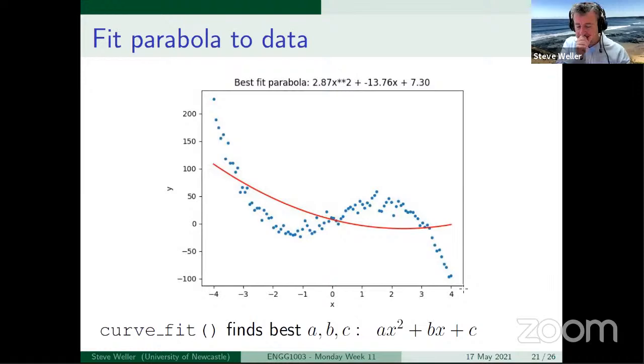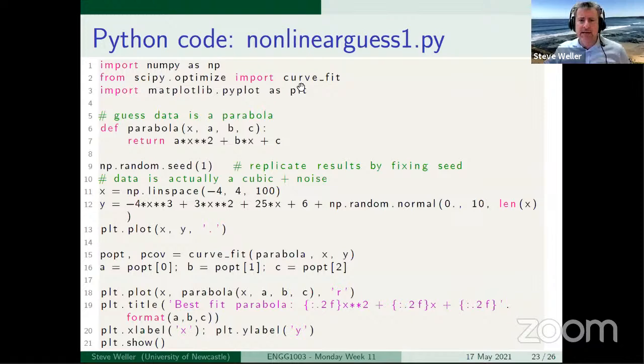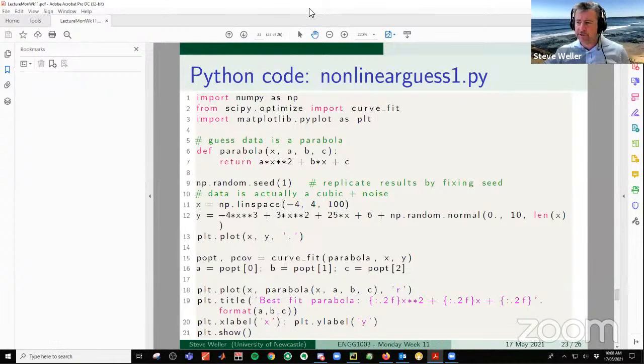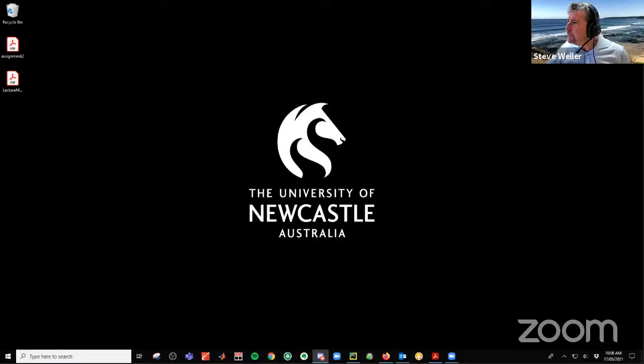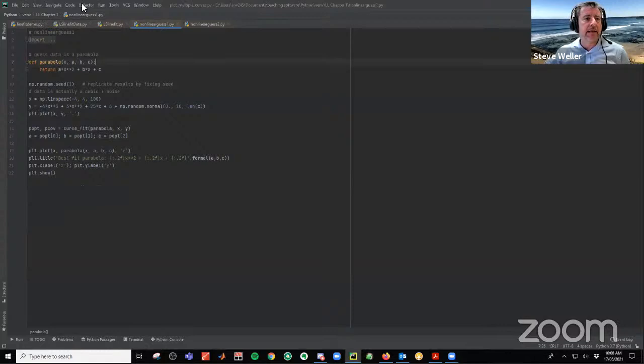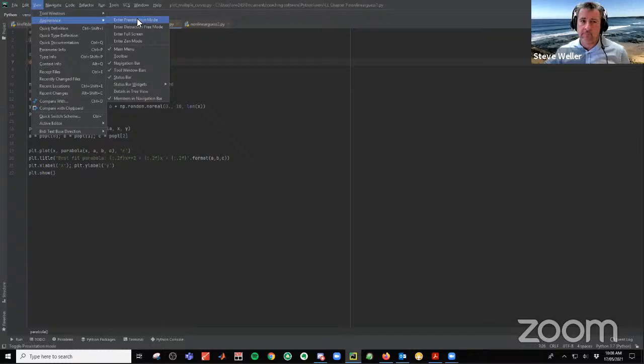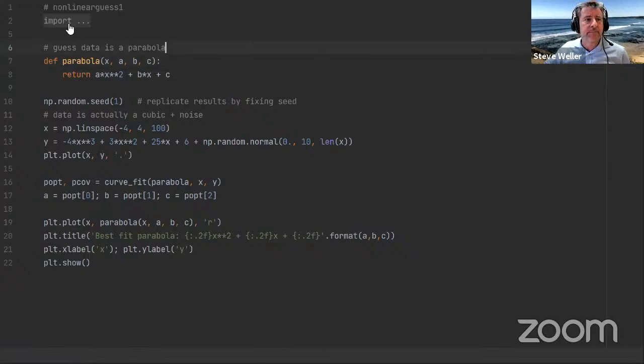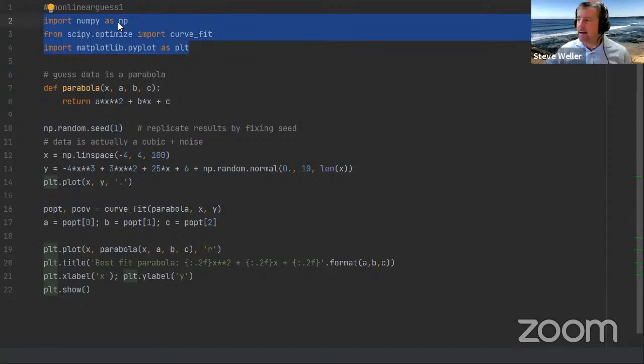Okay, so let's look at the code. In fact, let's run it first. It's probably a bit better, and then you can look at the code as reference. This is nonlinear guess one. Let's have a look at the code. Here it is. At the top, we've got our import lines. I won't go over those.